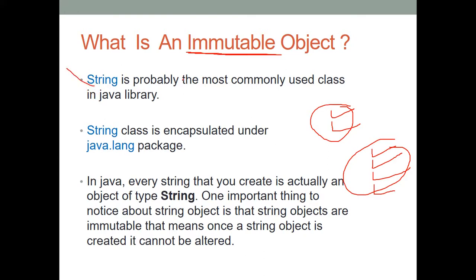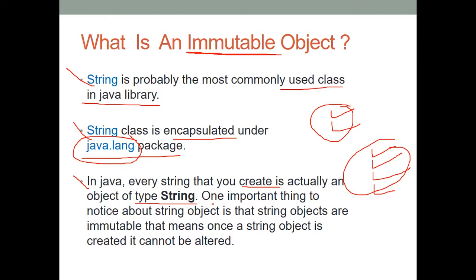And what is a string? String is probably the most commonly used class. In the Java library, the String class is encapsulated under the java.lang package. It means that the String class is available in the java.lang package. In Java, every string that you create is actually an object of type String. No doubt in that.